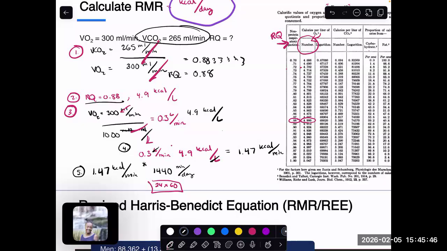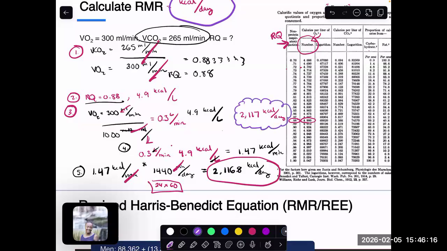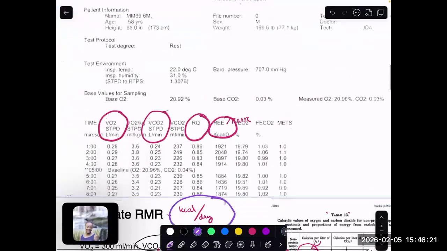So, anyways, the answer is going to be 2,116.8 kilocalories per day because the minutes cancel. This is our final answer. And you can actually just round it up to 2,117 kilocalories per day. So hopefully that gives you a better appreciation for what it takes to do a test like this and get the results that we do.